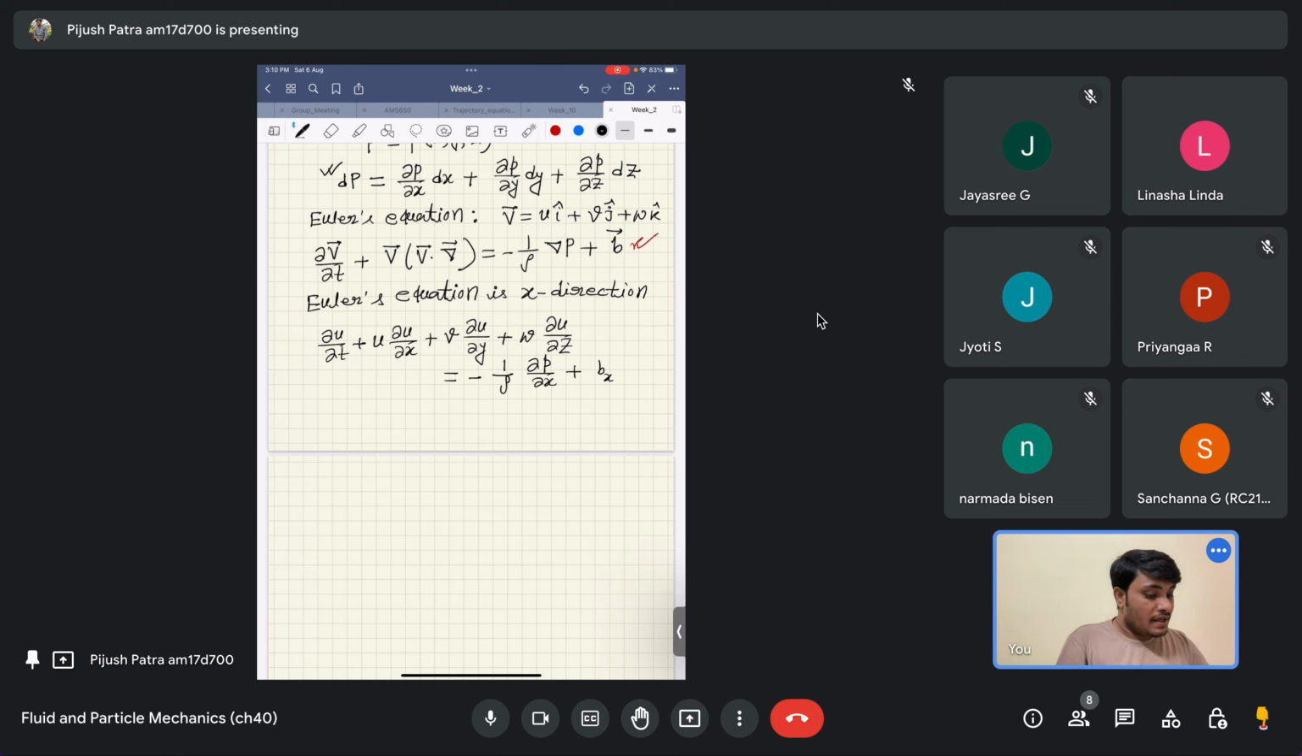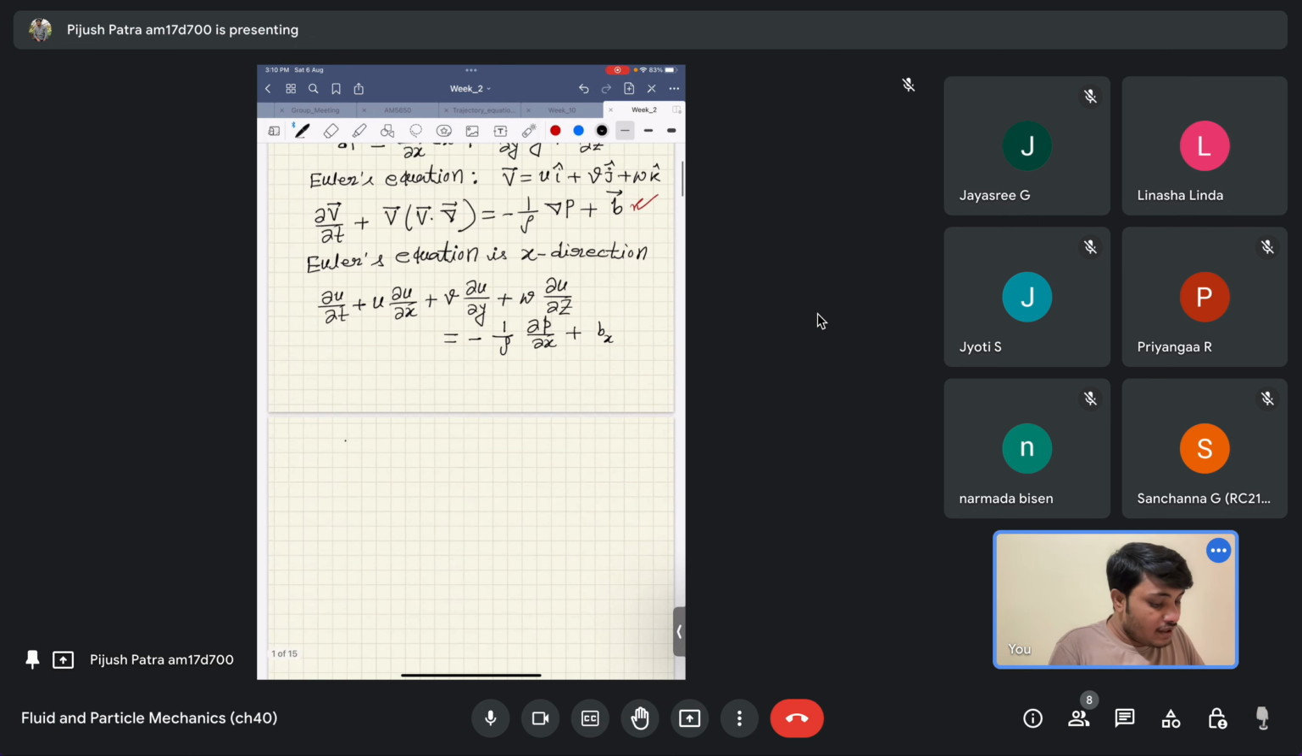Now I have dp is equal to ∂p/∂x into dx plus ∂p/∂y into dy plus ∂p/∂z into dz. Can I substitute the ∂p/∂x from this equation to here? Can I substitute it? So if I substitute it, what will be that? And in the similar way, this is for the x direction equation.